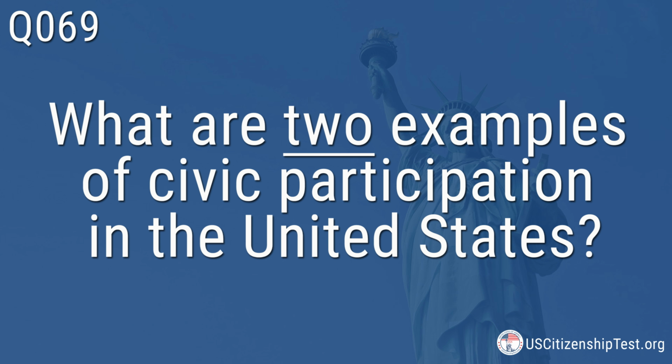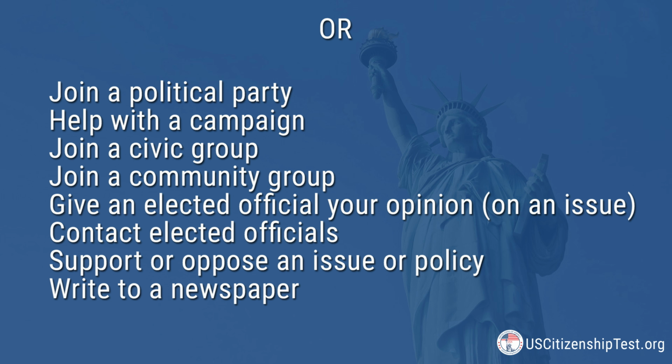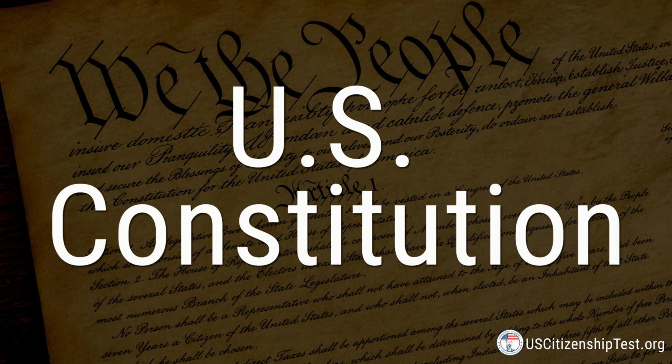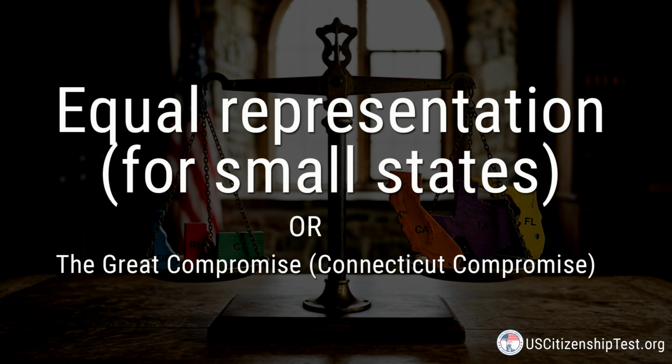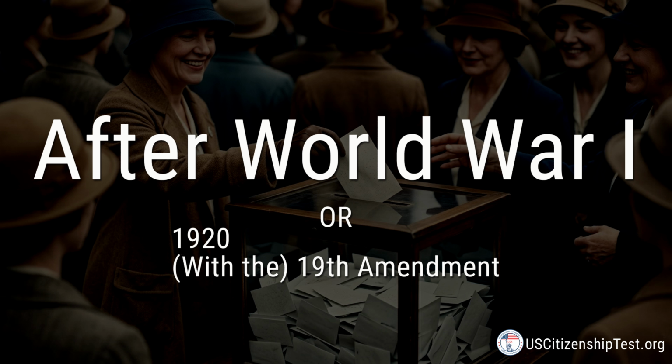What are 2 examples of civic participation in the United States? Vote and run for office. What is the supreme law of the land? The U.S. Constitution. Why does each state have 2 senators? Equal representation. When did all women get the right to vote? After World War I.